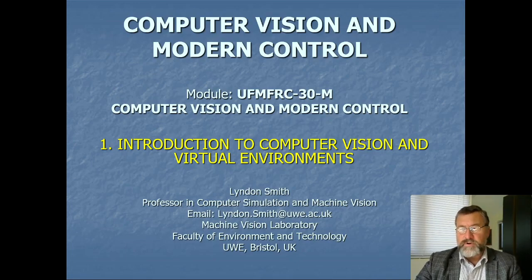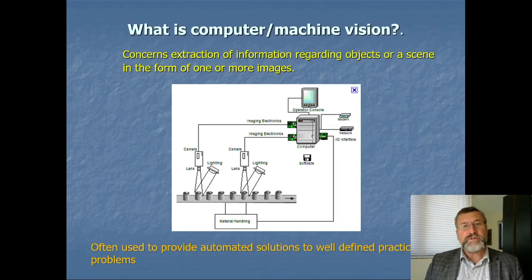Just to give you a little bit of background on where we're coming from, we're looking at computer vision and modern control. And the part I'm doing is using LabVIEW, which is National Instruments software. So what is computer vision or machine vision? Well, we're taking images of scenes and we're trying to get relevant information regarding objects or the scene from the images, which sounds fairly simple, certainly simple for humans, but for a computer it's a little more complicated.